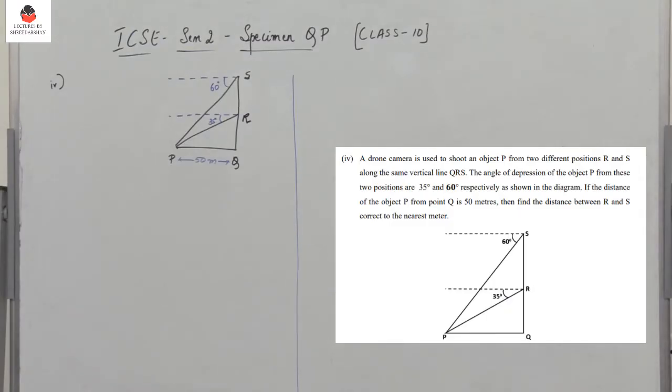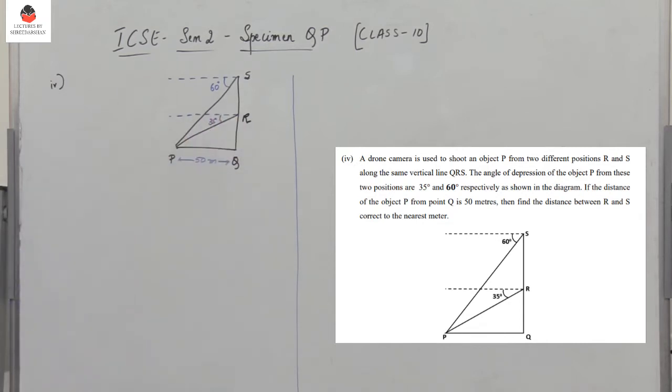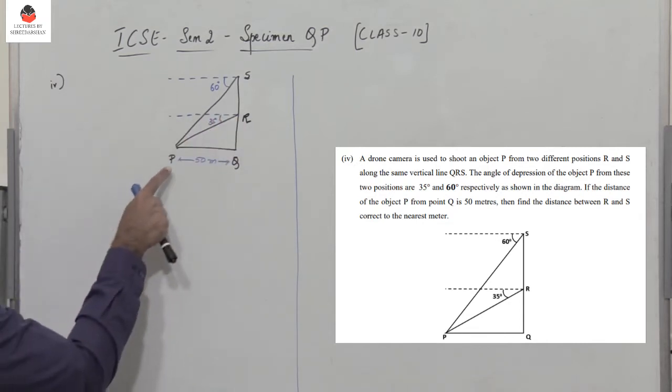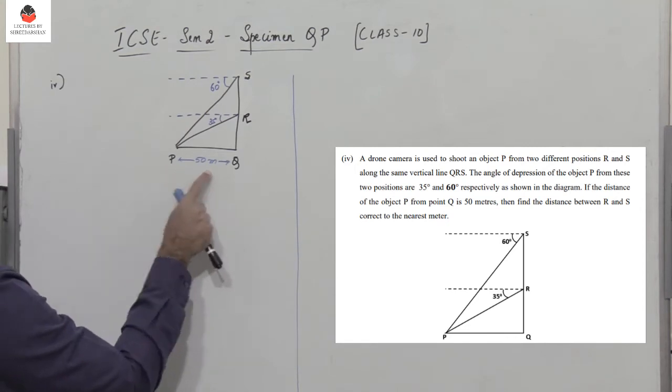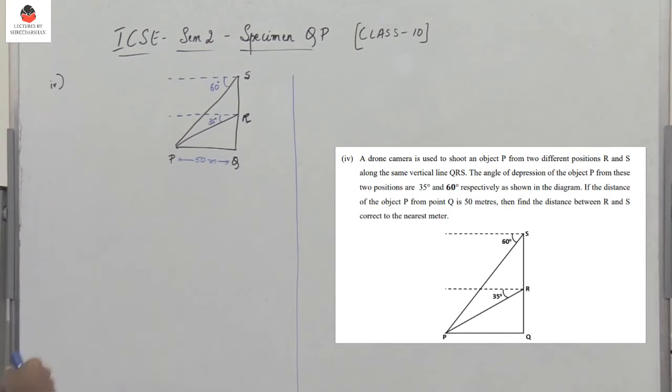Question 4. A drone camera is used to shoot an object P from two different positions R and S along the same vertical line QRS. The angle of depression of the object P from these two positions are 35 and 60 degrees respectively. If the distance PQ is 50 meters, we need to find the distance RS. So I need to find RS.